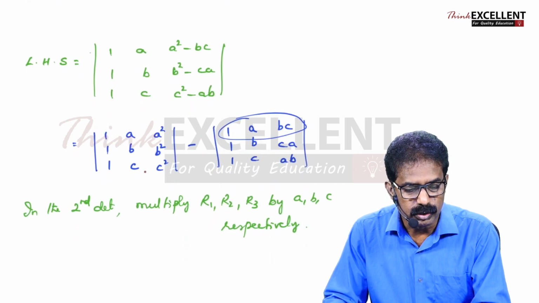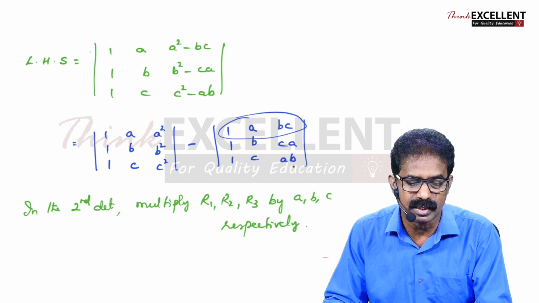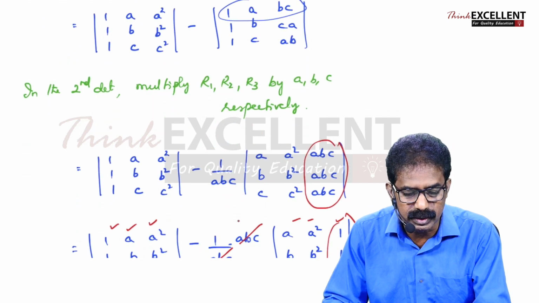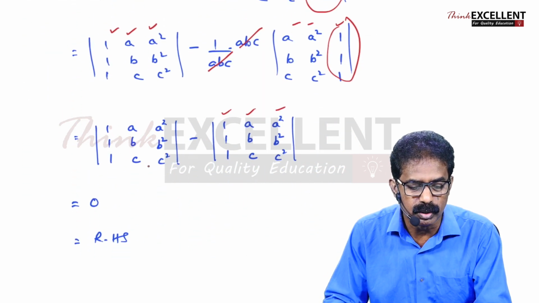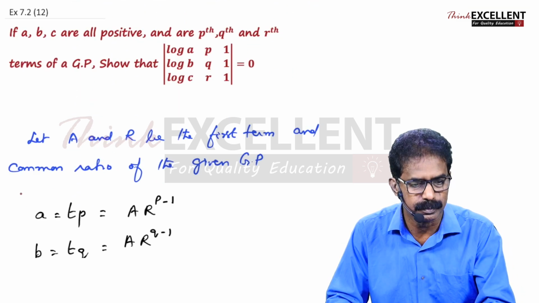So split into 2. First row you multiply by A, second row by B, third row by C. At the same time you divide also. Take it outside. Then cyclically you rotate. Both are same, so the answer is 0. Now let's move on to question number 12.